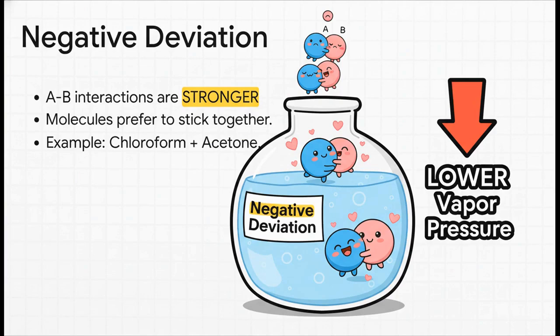And the second case is the complete opposite, negative deviation. This is when the new and old guests become best friends. The attraction between them is way stronger than their original bonds. Now they don't want to leave the party at all. This makes it harder for molecules to escape, and the vapor pressure ends up being even lower than expected.